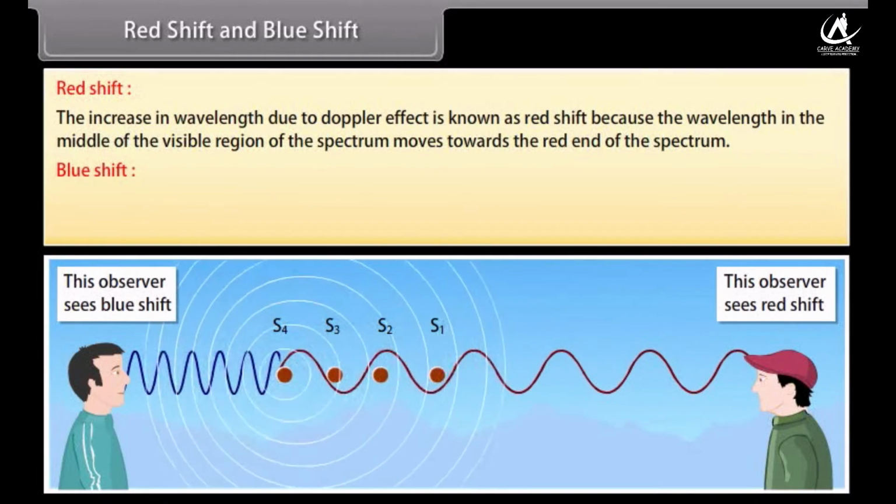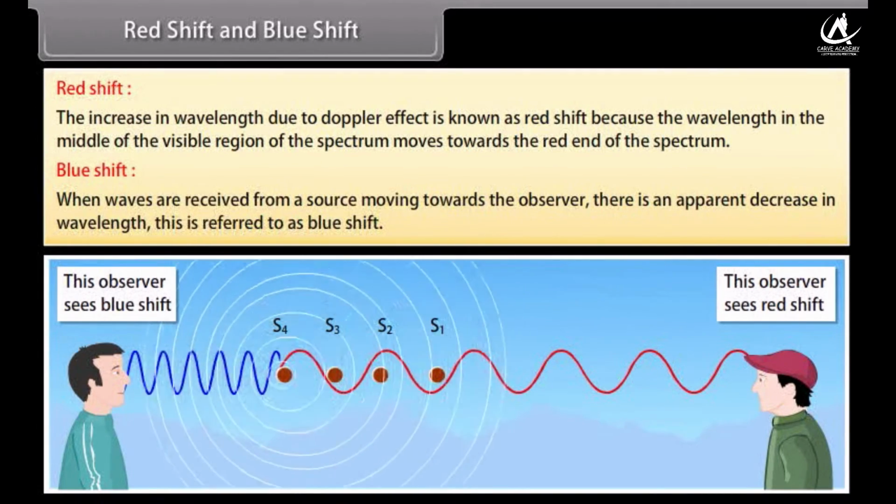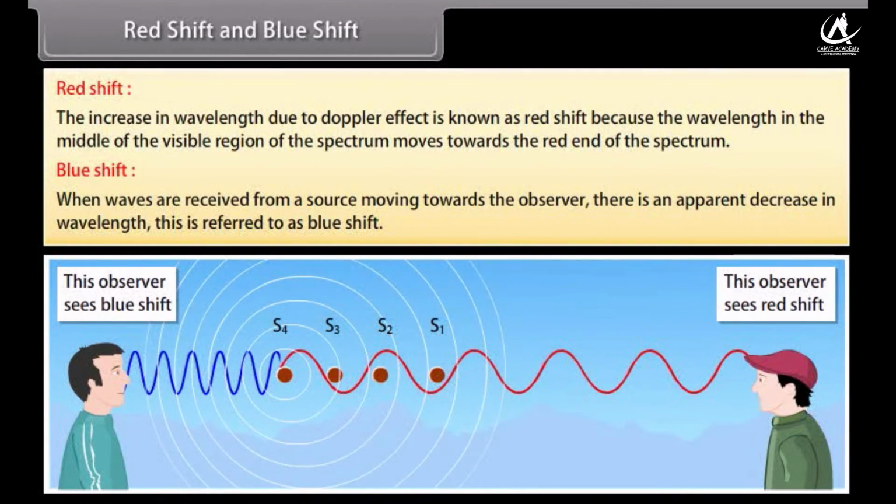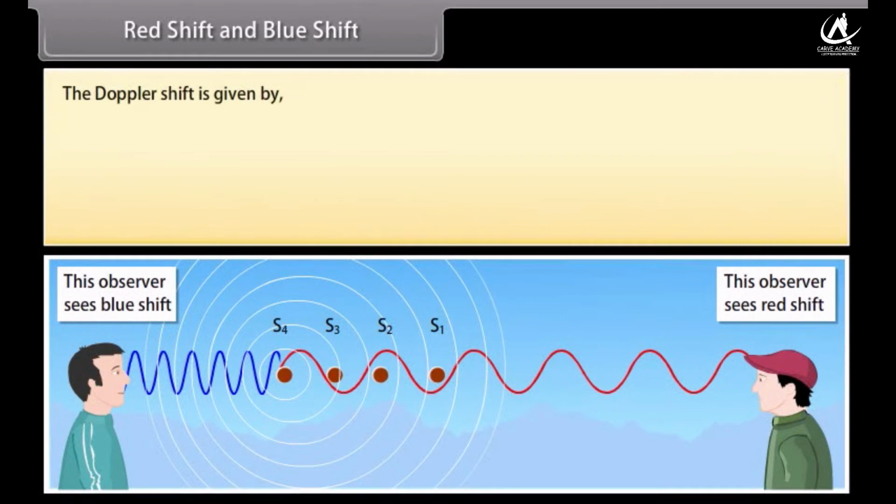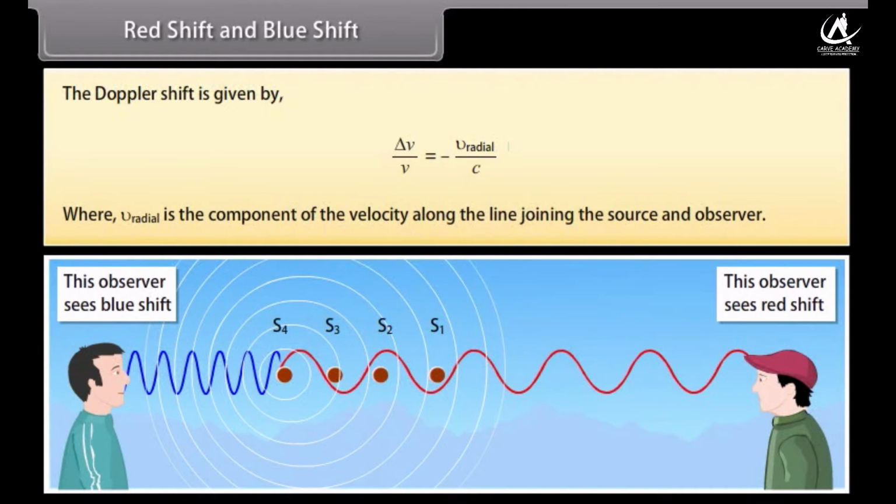Blue shift. When waves are received from a source moving towards the observer, there is an apparent decrease in wavelength. This is referred to as blue shift. The Doppler shift is given by delta nu by nu is equal to minus v radial by c, where v radial is the component of the velocity along the line joining the source and observer.